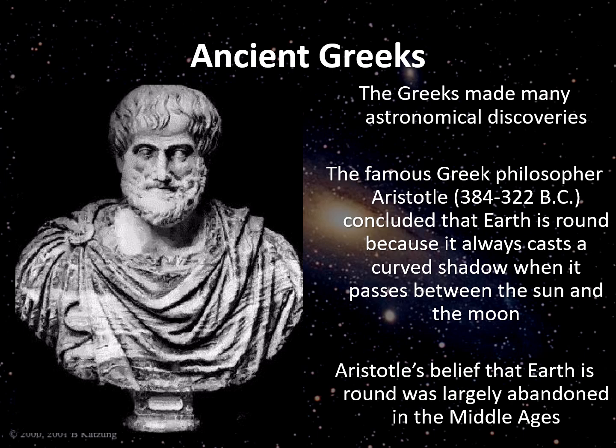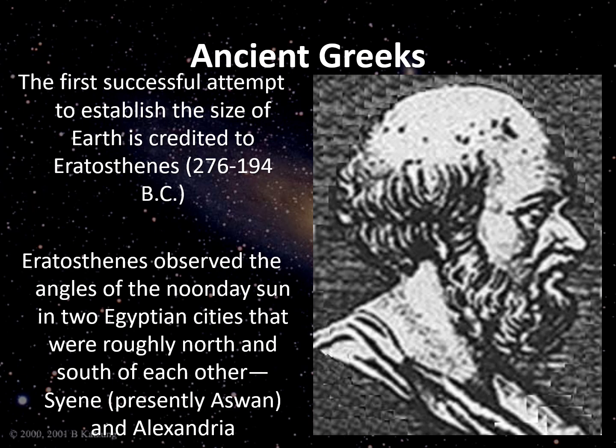One of the most famous Greek philosophers, Aristotle, concluded that the Earth is round because it always casts a curved shadow when it passes between the sun and the moon. And Aristotle's belief that the Earth is round was largely abandoned in the Middle Ages, even though Aristotle's other theory about geocentrism was incredibly popular at the time.